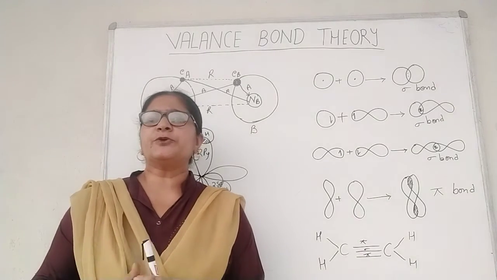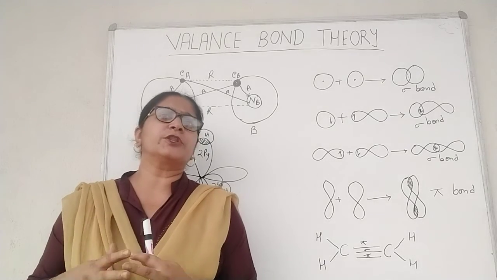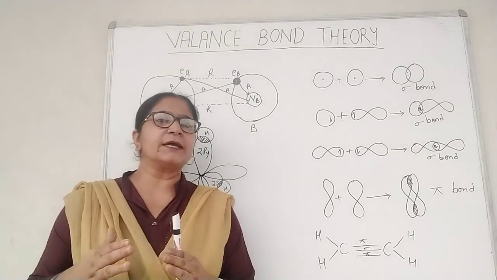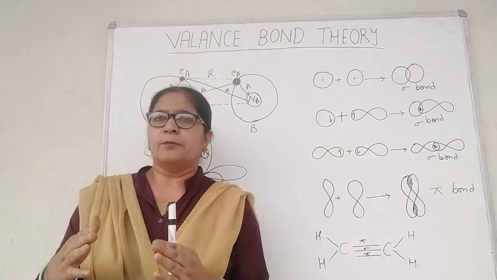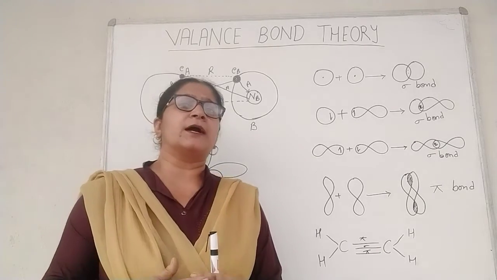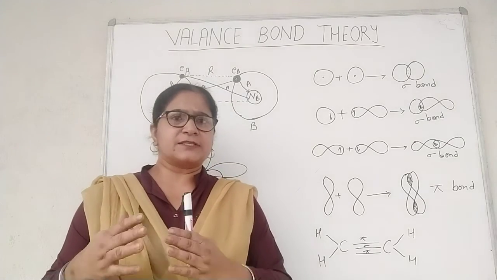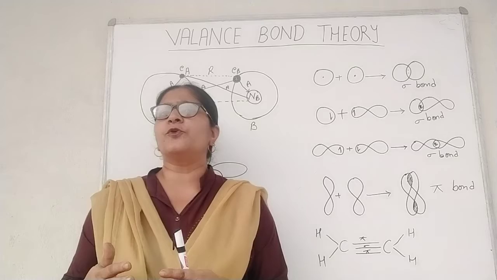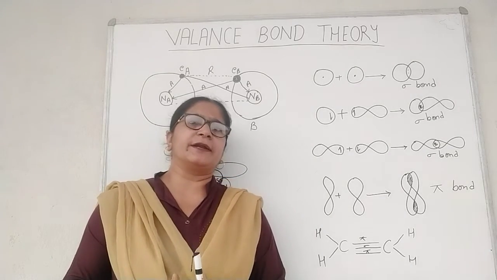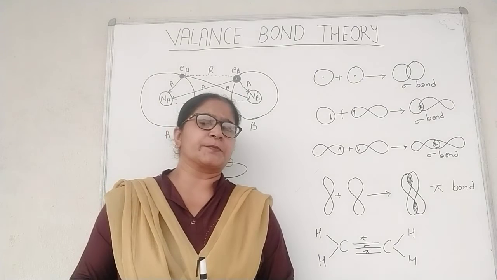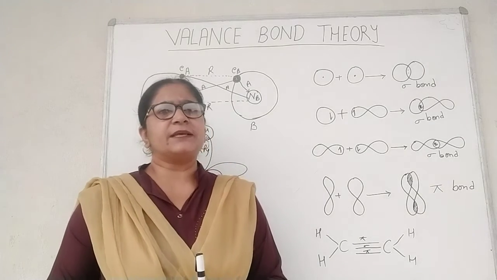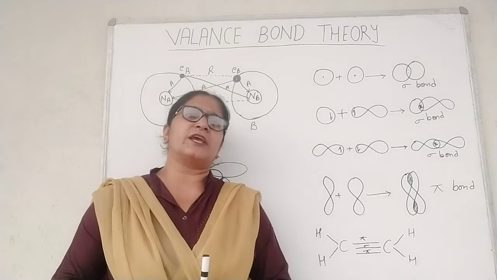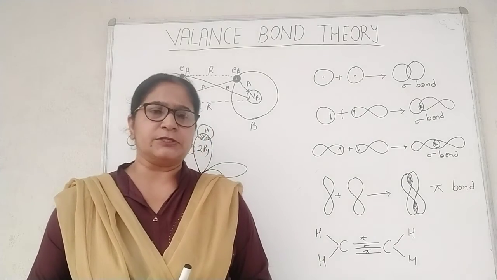Similarly, VBT, that is valence bond theory, cannot account for the correct bond angles in water and ammonia. While VBT predicts a bond angle of 90 degrees in them, the experimental results show bond angles of 104.5 degrees and 107 degrees respectively. Thus, it can be seen that the valence bond theory fails to account for the actual shape of polyatomic molecules.